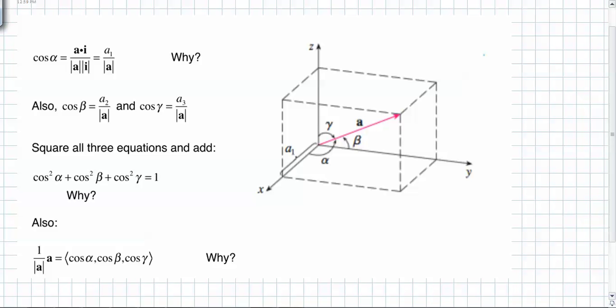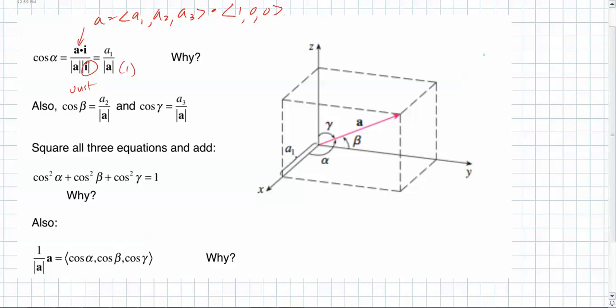So here we go. What's the magnitude of i? It's a unit vector, so it's 1. And vector A is equal to A1, comma, A2, comma, A3. If you dot that by 1, 0, 0, what happens to A2 and A3? They go away, so you're left with just A1. You can do that for B, and you can do that for gamma too: cosine alpha, cosine beta, and cosine gamma.